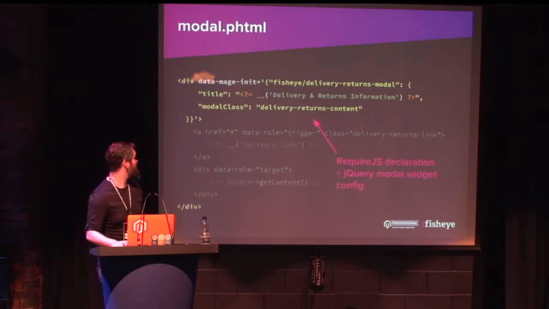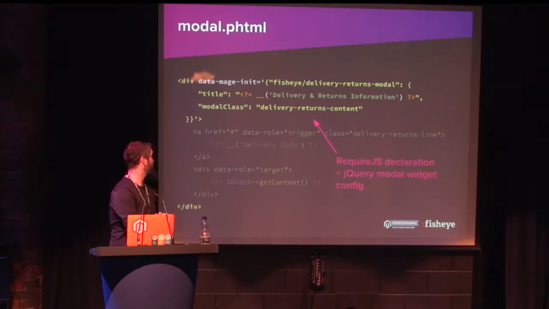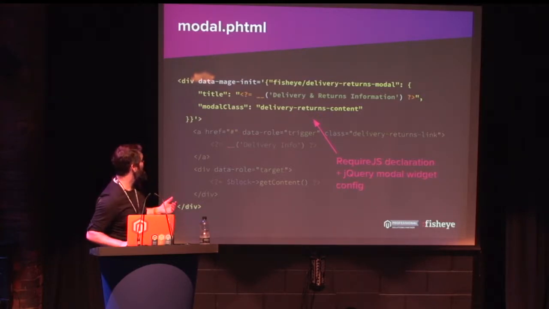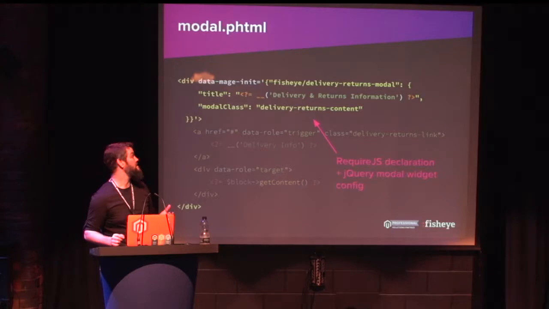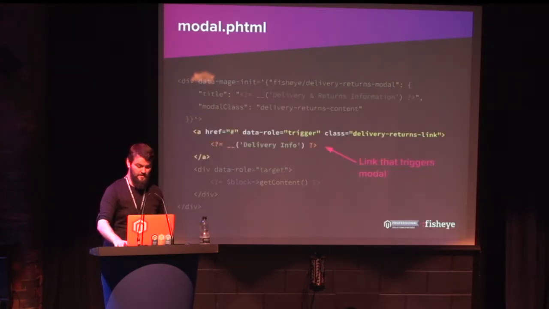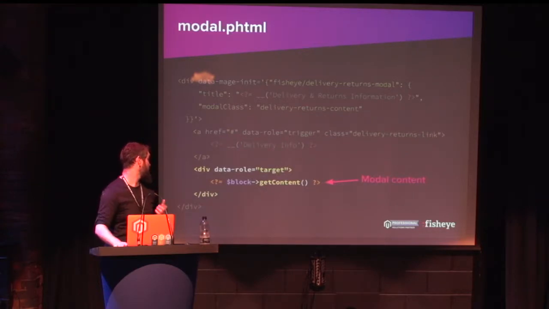So if we jump straight into our template, basically we've got an element. We've got a data-mage-init call here, which is basically just initializing our JavaScript component. We've called it Fisheye delivery and returns modal. We're going to pass a little bit of configuration in. We've got a title and the modal class. Next on down in the file, we have a link. This is to trigger our modal. Finally, we have our target. This is where our content goes. So don't worry about what block getContent is or does at the moment, but if it helps, let's just say it's getting it from a CMS, like a static block in the admin.